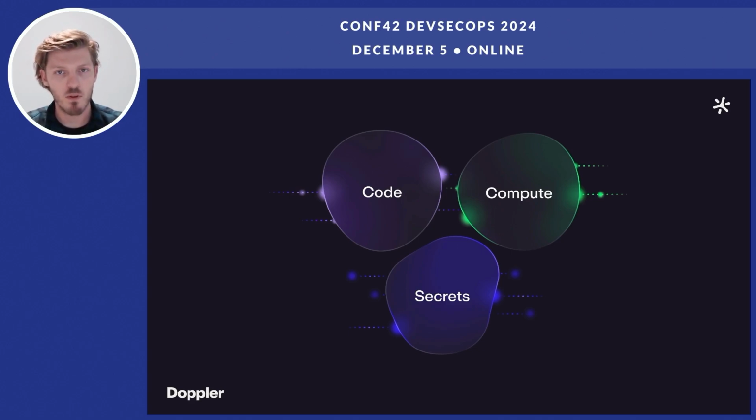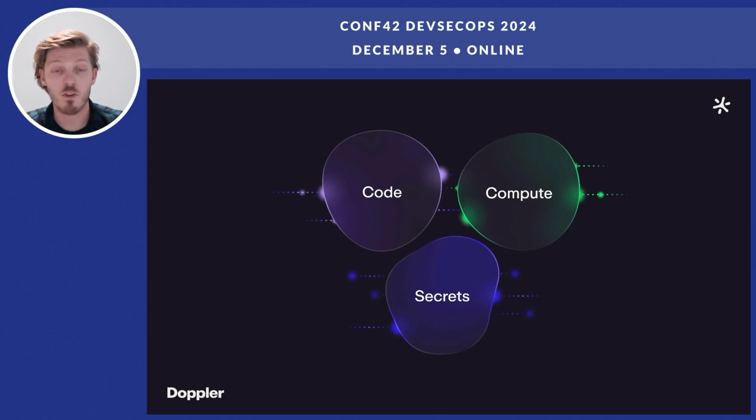Every app has three components: the code, which is the logic of the app; the compute, which is what runs the code, virtual machines, Kubernetes clusters, serverless functions, things like that; and then there's secrets, which are the configuration for the app. These could be sensitive values like API tokens, encryption keys, or they could be non-sensitive values like database hosts and port numbers.